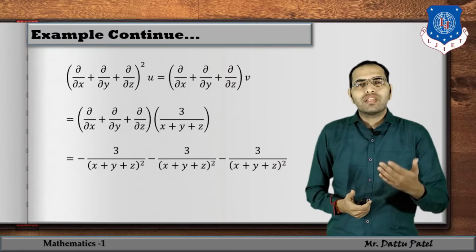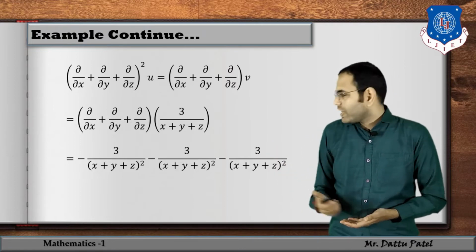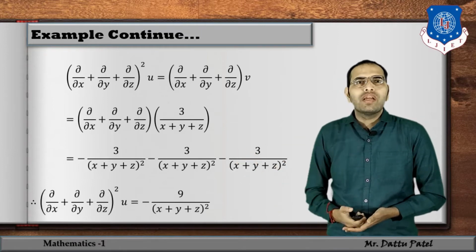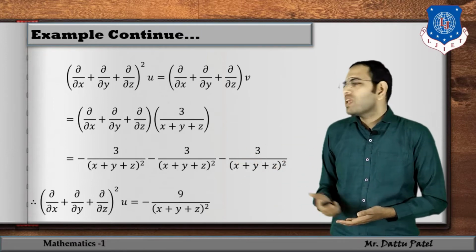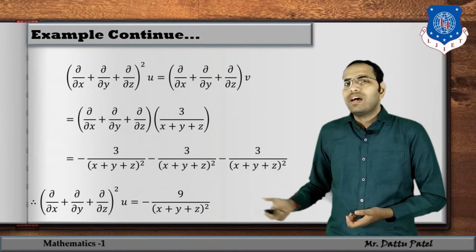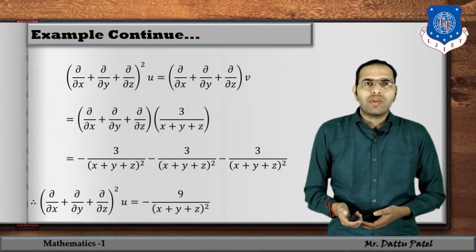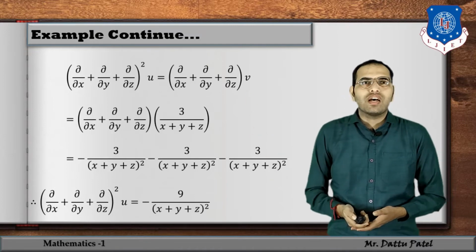Similarly, in the third term, minus 3 upon (x plus y plus z) whole square. Then taking the LCM, each and every term has the same denominator, so it becomes minus 9 upon (x plus y plus z) whole square. That is our RHS portion. Hence, we have proved our example. Now let's see one more example.